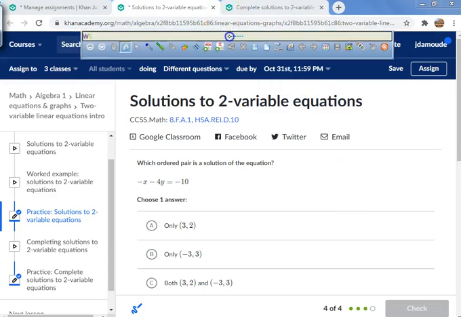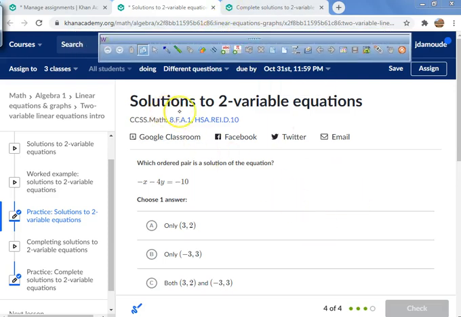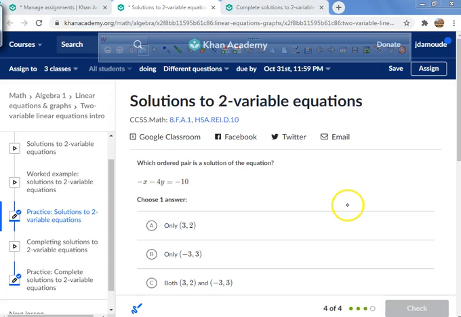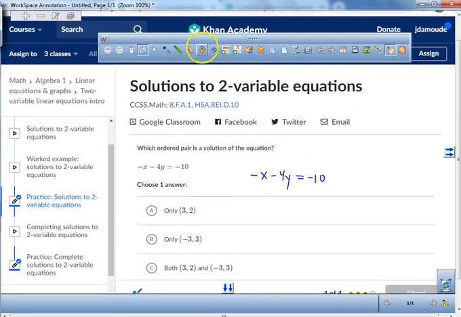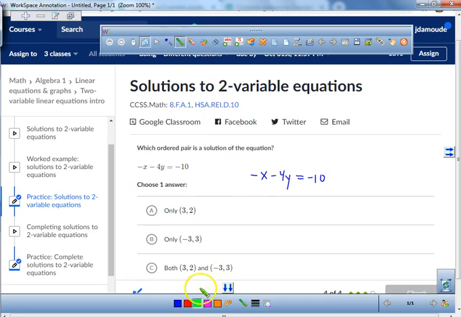All right, all you online learners, what we're going to be doing today is looking at solutions to two variable equations. Hopefully you've written this down in your journal. It says negative x minus 4y equals negative 10. Now, in these problems, what we have to do is test two different points.